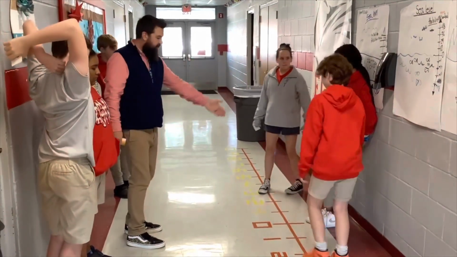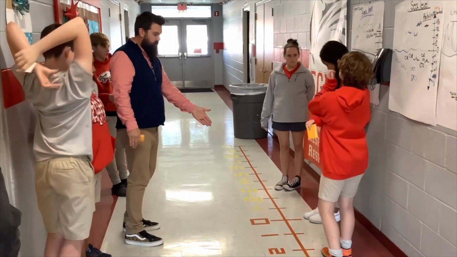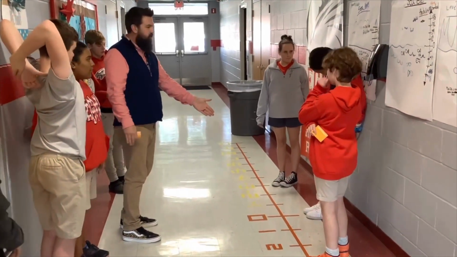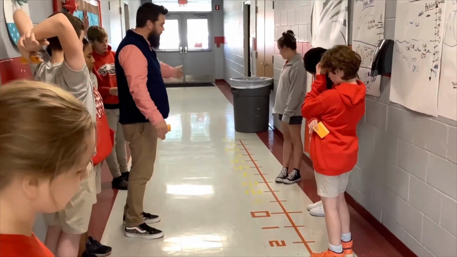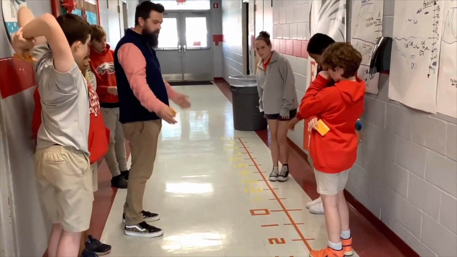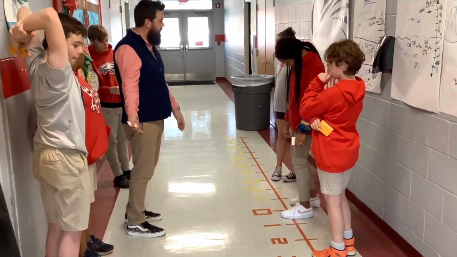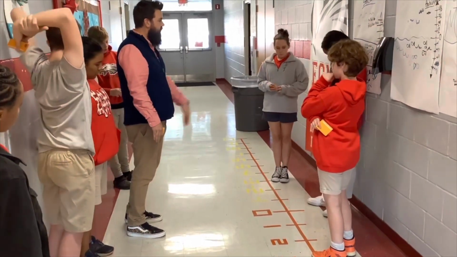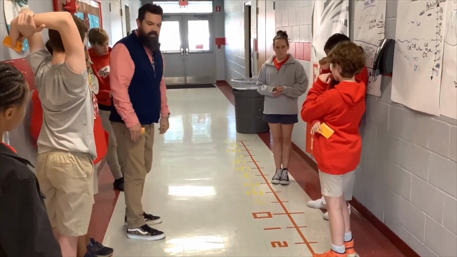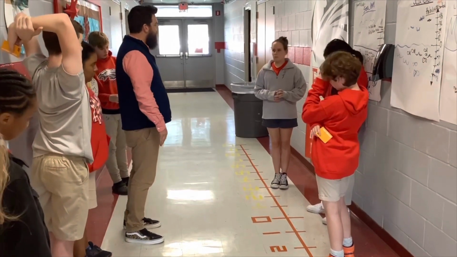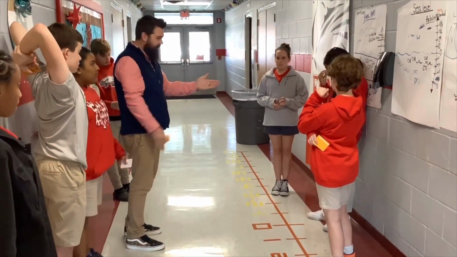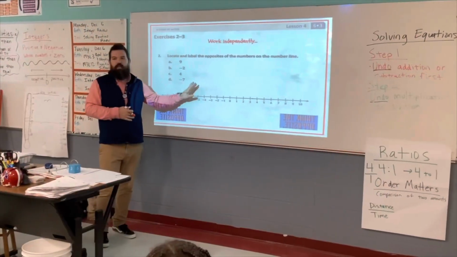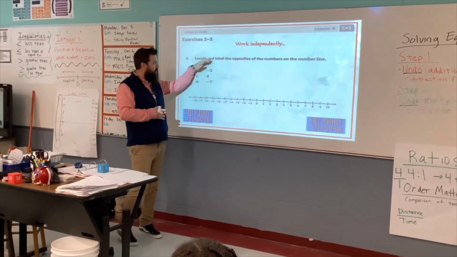Now, we have Alana on 0. Is there any other number that Alana can match up with? Is there another 0 anywhere? Is there a -0? Is there a +0? No. So, does Alana have an opposite? No. Guess who Alana's opposite is? 0. Herself.